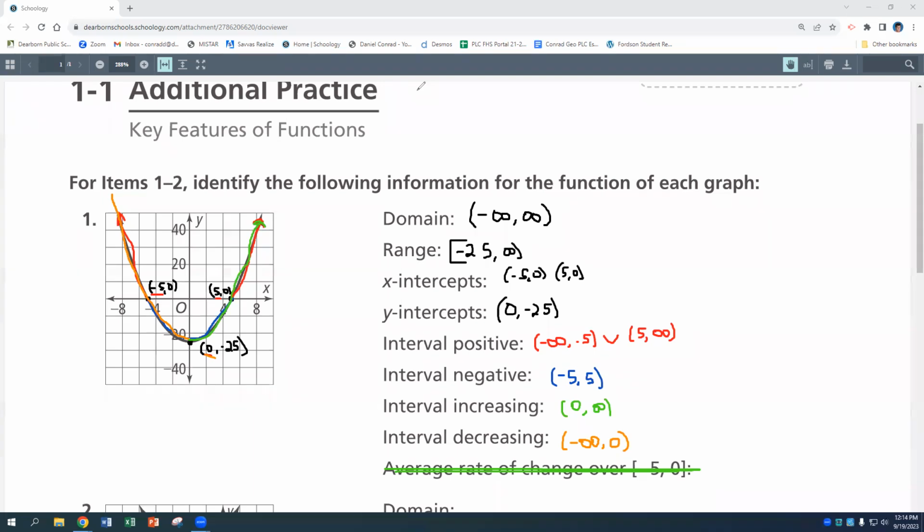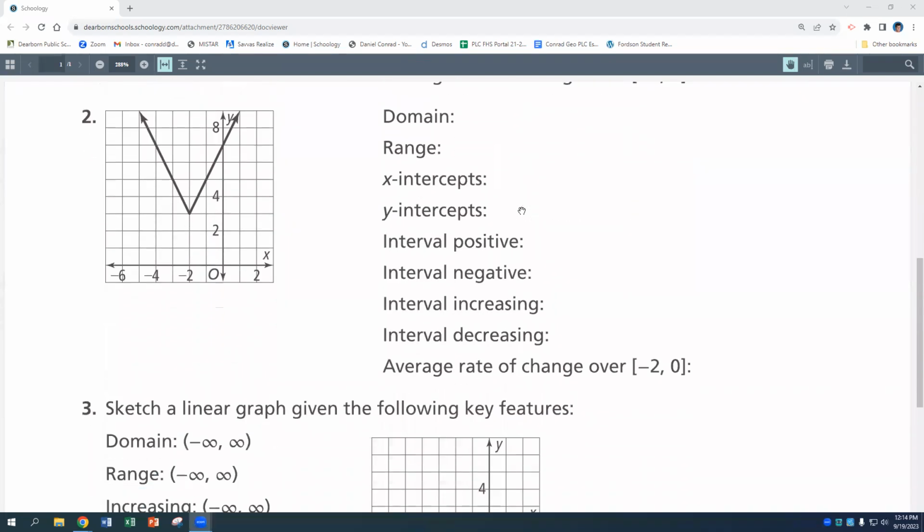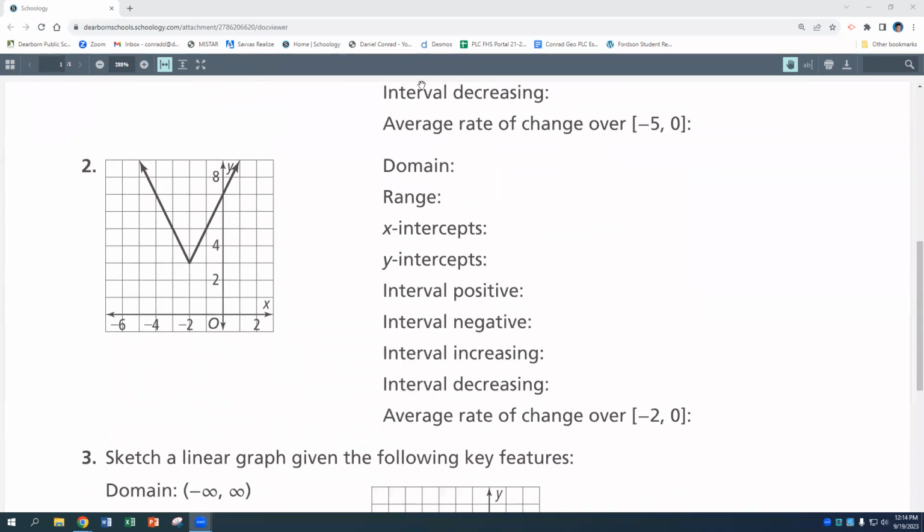All right, number 2. Same thing. Before I even do anything, I'm going to write my key points: any x-intercepts and any relative mins or relative maxes, the local mins, local maxes. So I don't have any x-intercepts. It doesn't cross the x-axis, but I do have a local minimum here at (-2, 3). Okay.